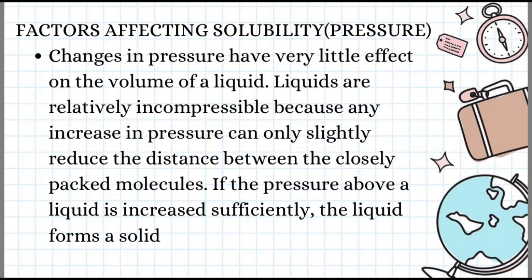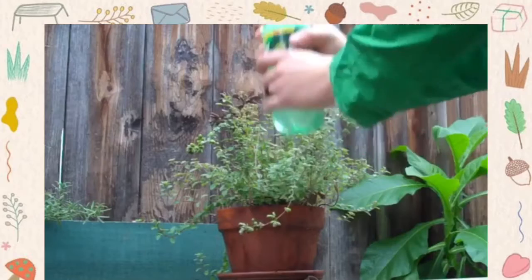Factors affecting solubility or pressure. Changes in pressure have very little effect on the volume of a liquid. Liquids are relatively incompressible because any increase in pressure can only slightly reduce the distance between the closely packed molecules. If the pressure above a liquid is increased sufficiently, the liquid forms a solid.